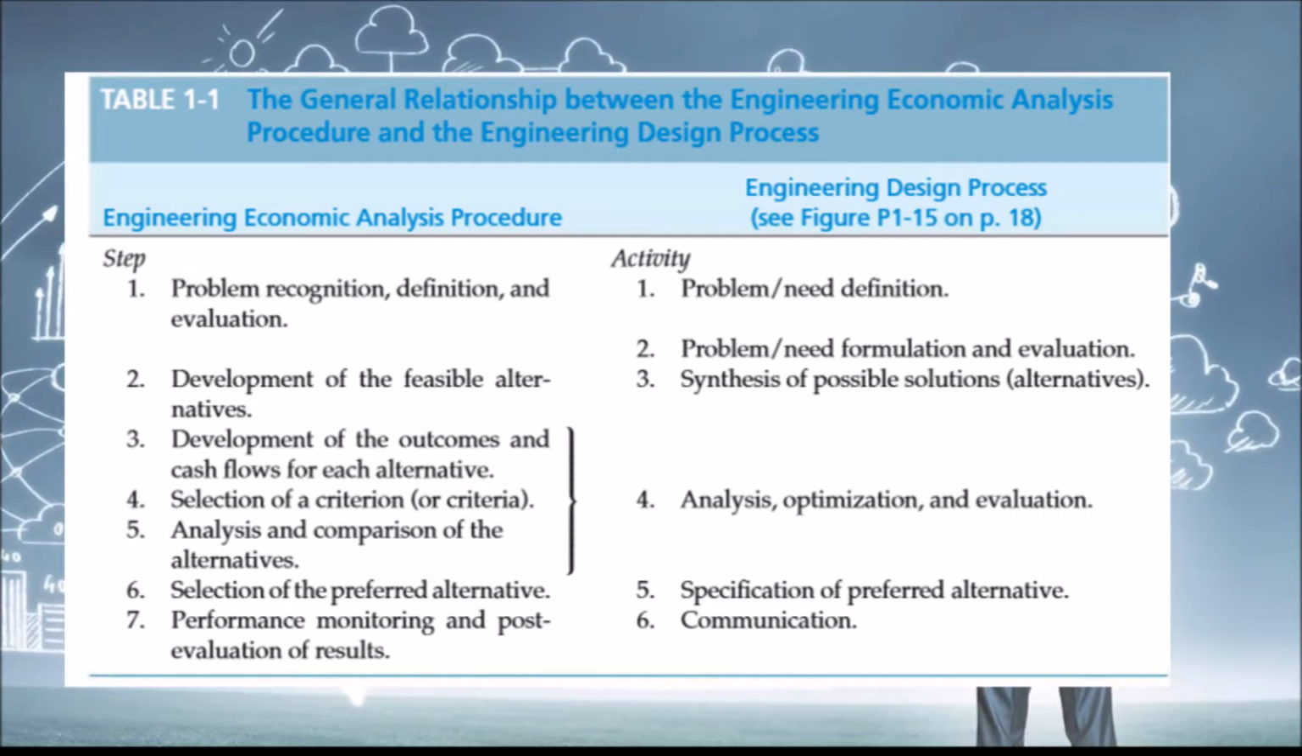Step 3, development of the outcomes and cash flows for each alternative. Step 4, selection of criterion or criteria. And Step 5, analysis and comparison of the alternatives. The corresponding activity is analysis, optimization, and evaluation. In Step 6, selection of the preferred alternative, the activity is specification of the preferred alternative. And Step 7, performance monitoring and post-evaluation results, the activity is communication.